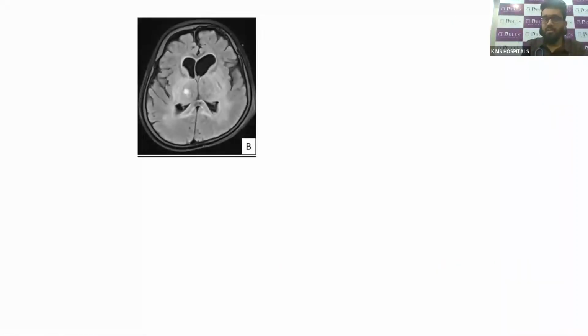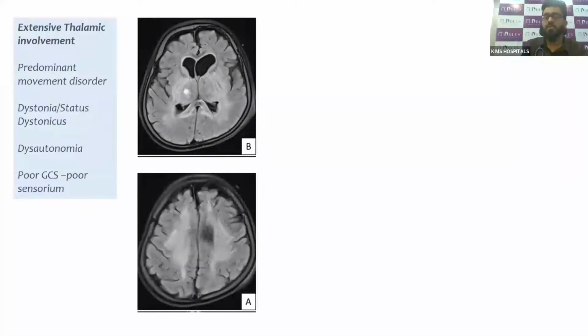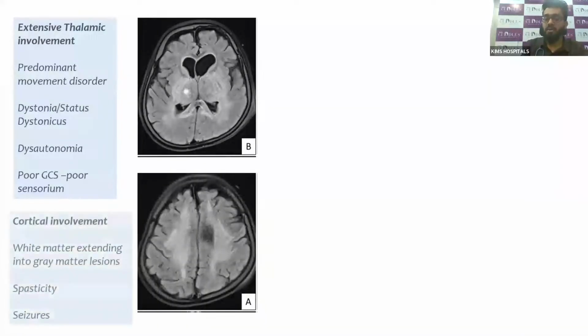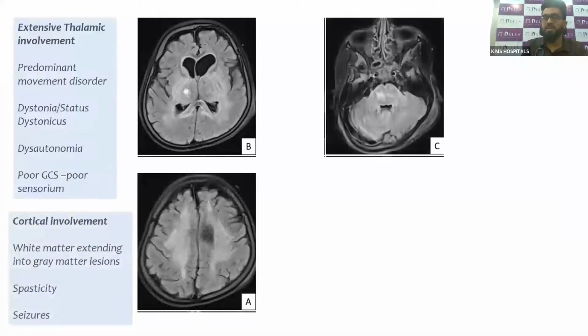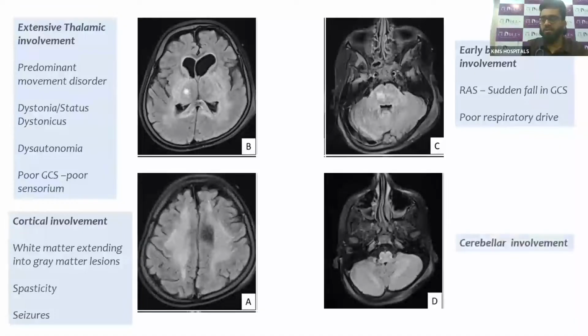So quickly coming into clinical manifestations, you all know that there is thalamic involvement, which causes predominant movement disorder, dystonia and status dystonicus. White matter involvement and cortical involvement will cause a lot of spasticity and seizures. You have brainstem involvement early on. Because of that, you have very poor sensorium because the reticular activating system is involved, and you have poor respiratory drive and early mechanical ventilation needing. And sometimes you can also have cerebellar involvement. So this is the explanation of how the child can present to you clinically.